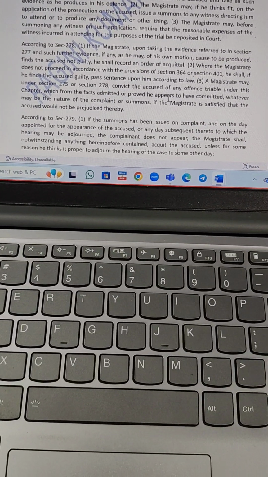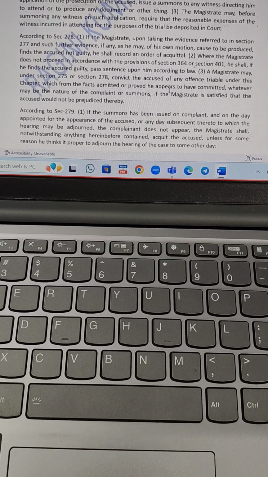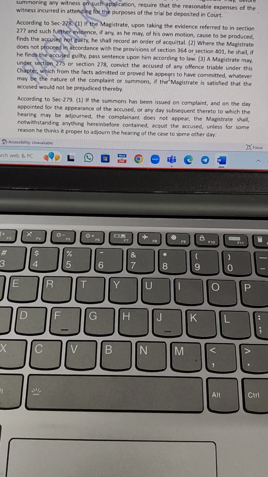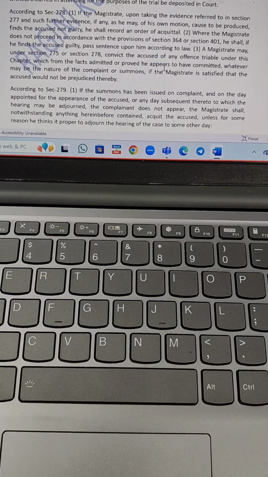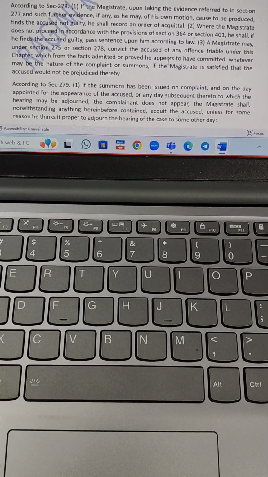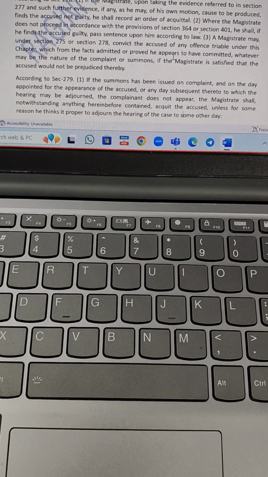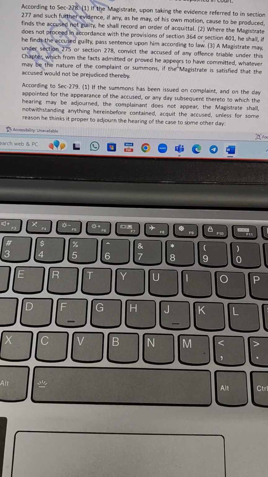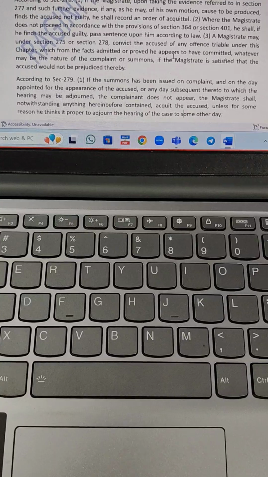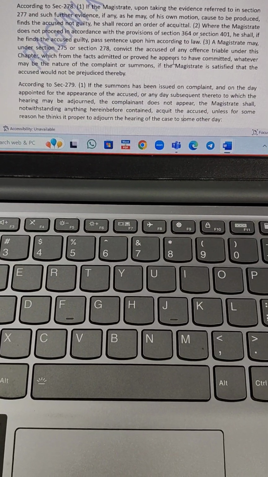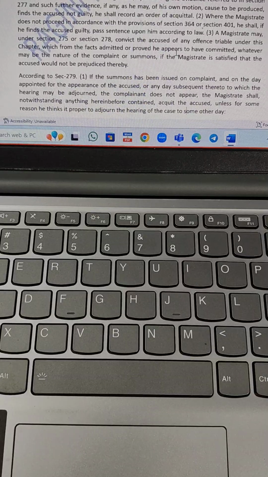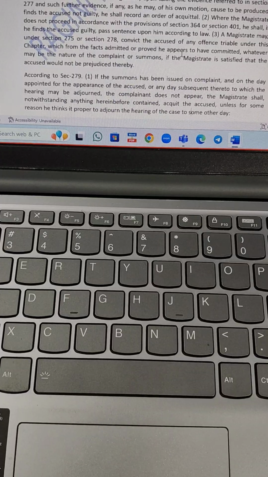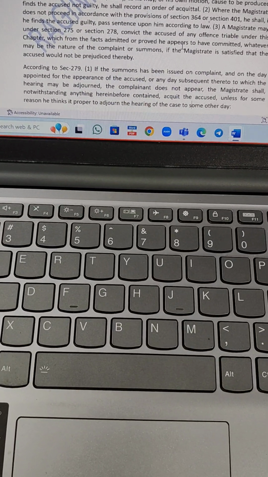Now according to section 278, if the magistrate, upon taking the evidence referred to in section 277 and such further evidence, if any, as he thinks of his own motion to cause to be produced, finds that the accused is not guilty, he shall record an order of acquittal. Okay. So if he finds that there is no ground to proceed, he will acquit the person. Where the magistrate does not proceed in accordance with the provisions of section 364 or 401, he shall, if he finds that the accused is guilty, pass sentence according to the law.